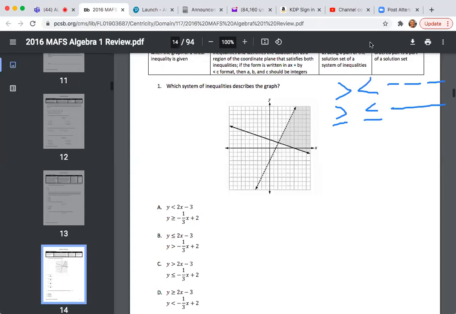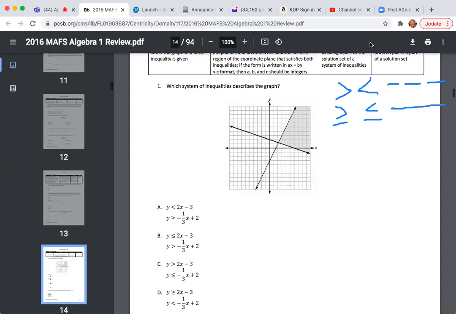Now, one of the things I like to tell my students is this, guys. Find the easiest components that you can, and then use process of elimination when you're dealing with a multiple choice type of problem. Find out which one of the answer choices you can eliminate so you have less to choose from. Now, let me give you some additional information, guys.